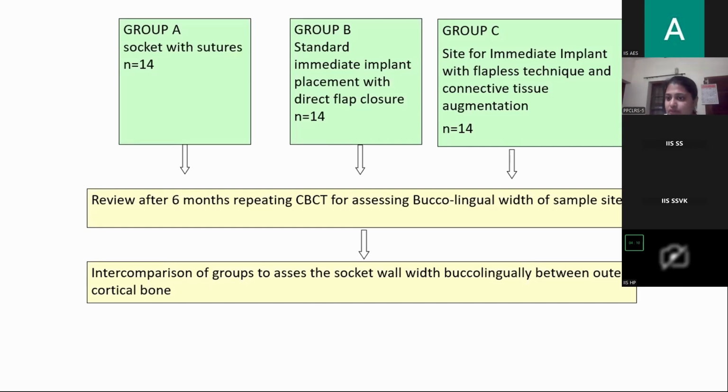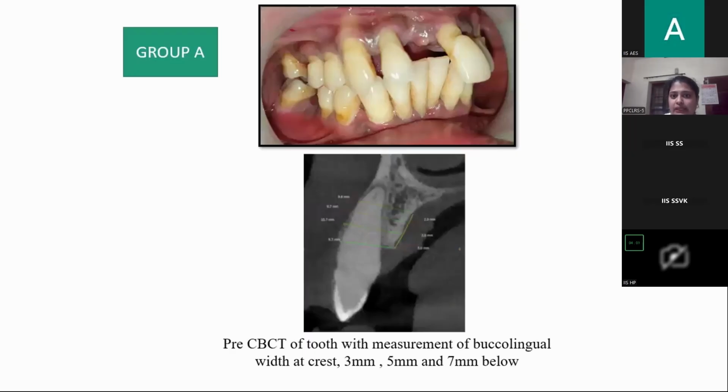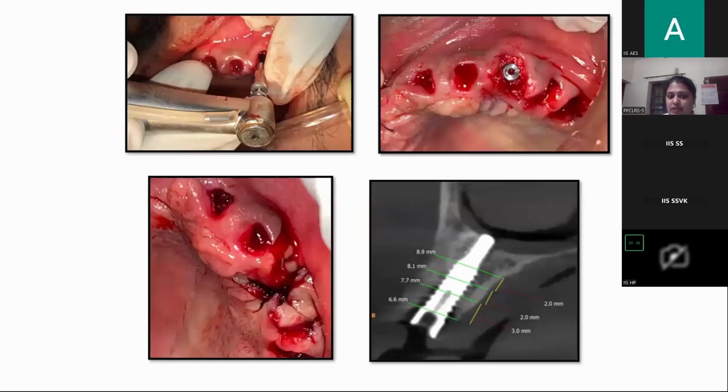Then review was done after 6 months using the same CBCT, and in the comparison of the groups, an assessment of the socket wall width was made. So these were the clinical photographs and the CBCT recorded before the extraction, and this is the extracted tooth and site.